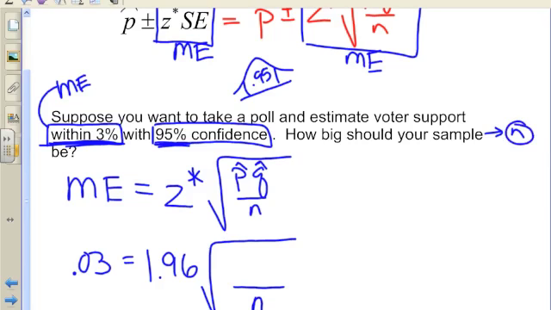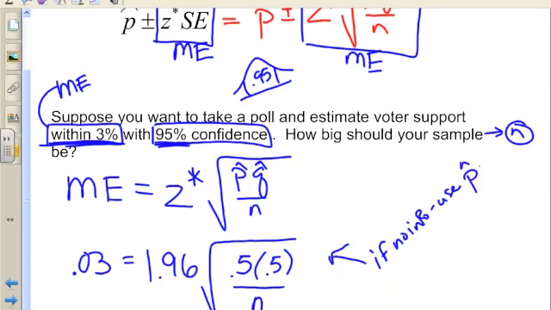I need a p hat and a q hat, but that wasn't mentioned anywhere in the story problem. So if there's no idea, use 0.5. It would be the most conservative guess. So if there's no information, use p hat equals 0.5. Now there might be a situation where it says last year voter support was 0.87, or 87%. Then we'd go ahead and use 0.87 in our story problem. Okay, so use anything they give you in the story problem, but if there's nothing, you can use 0.5.